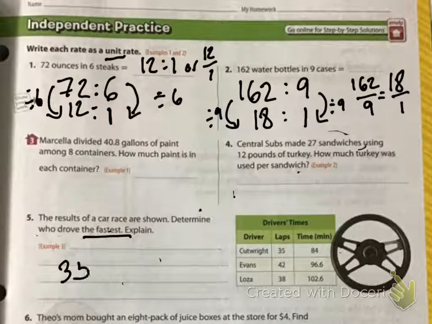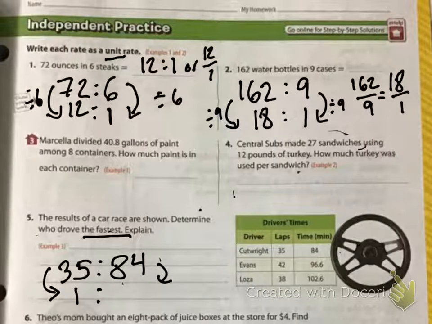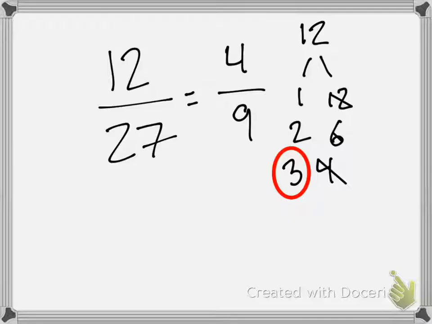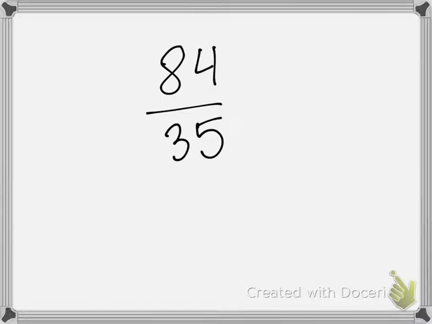So the first one is 35 to 84. 35 was our laps, so we want to get it down to 1. So we're going to do the same to 84, and we're going to divide it by that 35. So we're going to have 84 divided by 35. This is pretty simple, you guys.